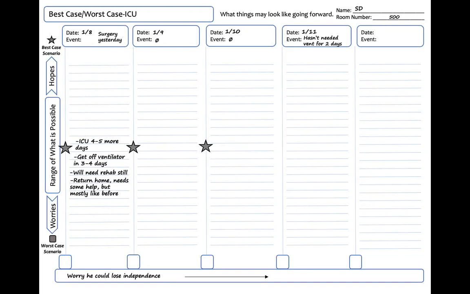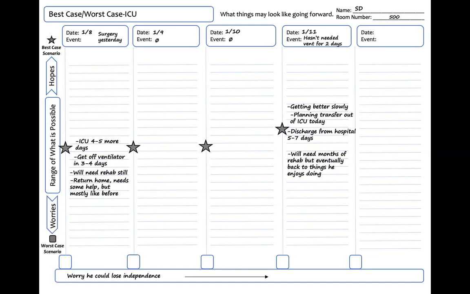With this information, it seems like he may do better than we anticipated and his hospitalization will be shorter. So I move his star higher. Next, I fill in details about what his life might look like. He's getting better slowly. We anticipate transfer out of the ICU today. We are hoping to discharge from the hospital in 5 to 7 days instead of weeks like we thought before.